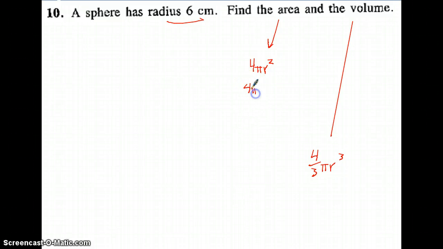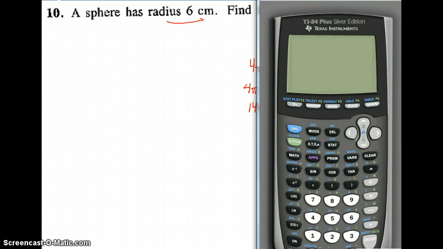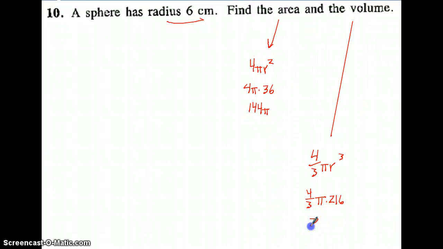So this is 4 pi times 36, which seems like I just had to do, which is 144. And this one is 4/3 times 216, which is not as easy. 216 divided by 3 times 4, you can do it that way, 288.